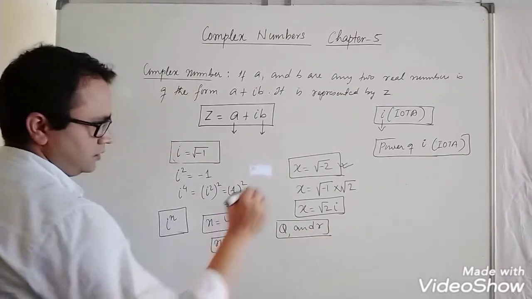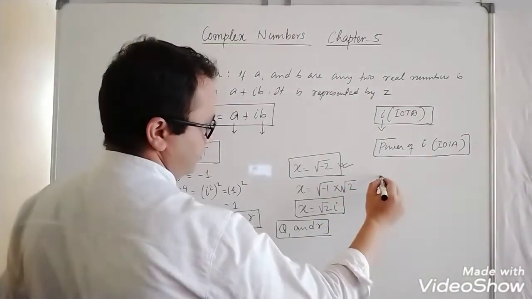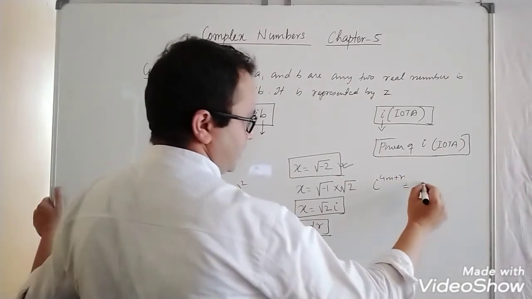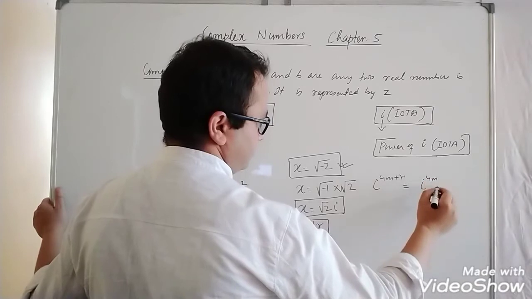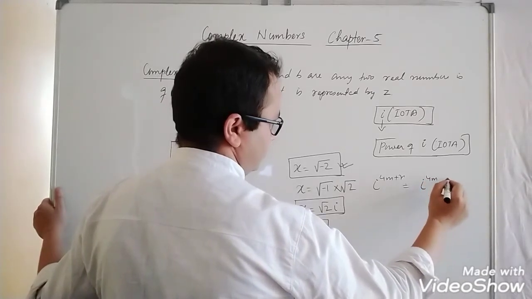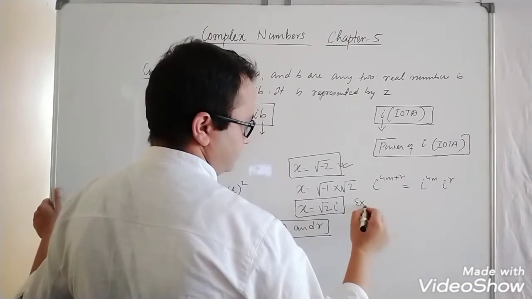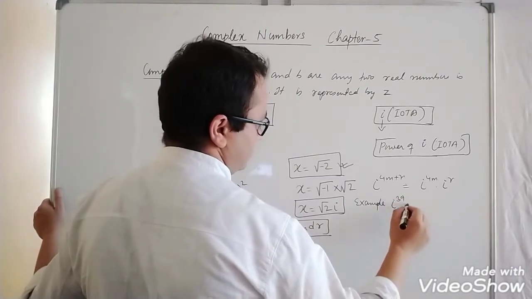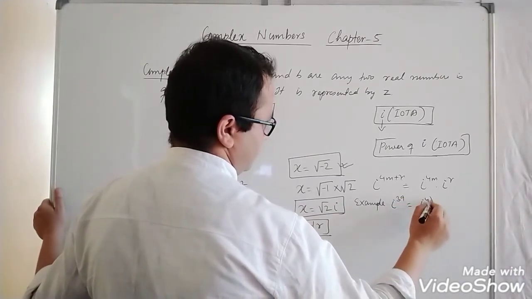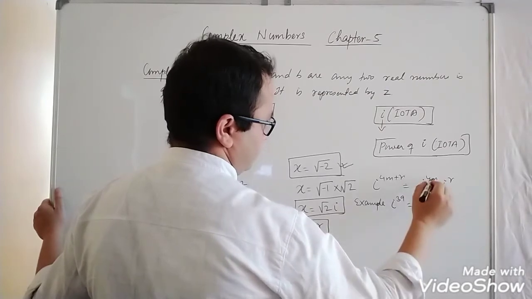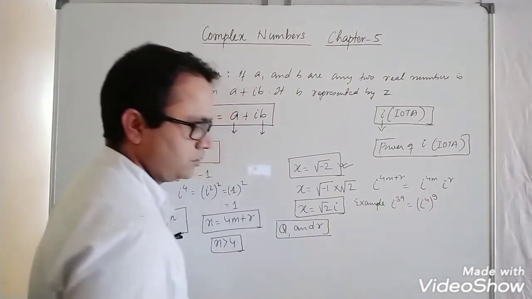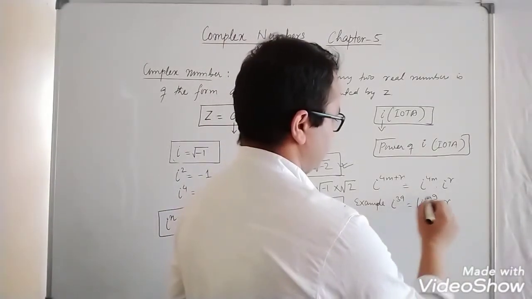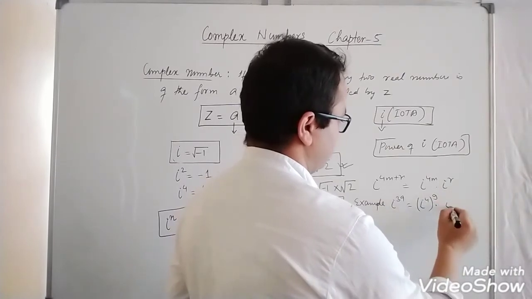So i equals i to the power 4m plus r can be written as i to the power 4m into i to the power r. For example, i to the power 39 can be written as i to the power 4 into... after 4 we will write m, it is 9, because 4 into 9 is 36, into i to the power r, where the remainder is 3.